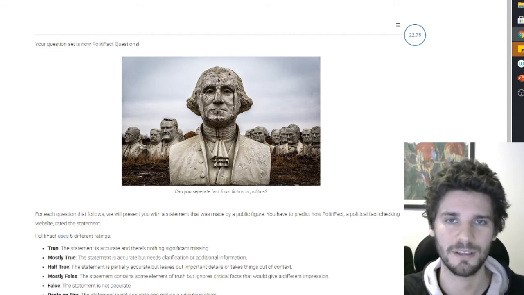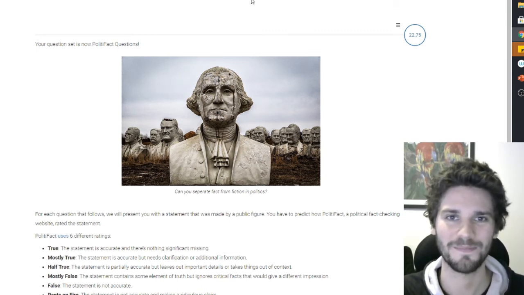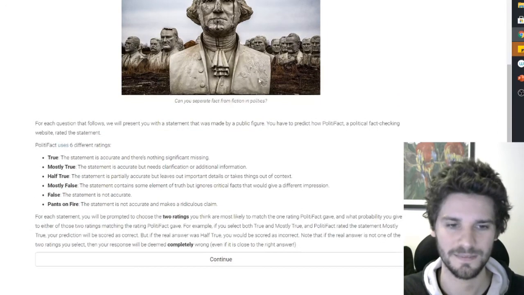But I'm terrible at this round, like truly terrible, mostly because I just don't know who the people are who are speaking. But let's have a go because I can at least talk through some logic here. So the basic idea is we're going to give 2 of our truth ratings to a statement that a politician makes, and we have to say how confident we are that one of those 2 ratings will be the answer.